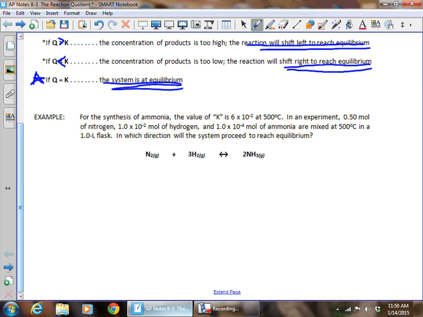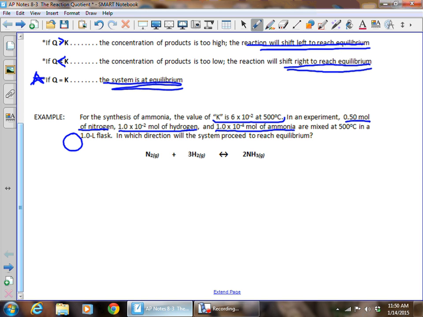So how would that play out in a problem? Well, let's look at this one. It says that we have the value of K as 6 times 10 to the negative second at 500 degrees. So that's a piece of information that we have. In an experiment, we've got 0.5 moles of nitrogen, 1.0 times 10 to the minus second moles of hydrogen, and 1 times 10 to the negative fourth moles of ammonia.